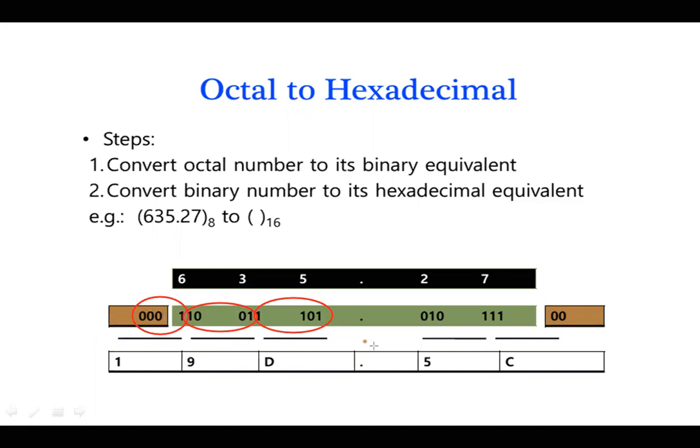0001 is 1. Now again from this side, how will we do the grouping for the decimal part? For the decimal part, the grouping should be done in this direction. So 4 digits at a time, 4 digits over here, 4 digits over here. You can add zeros. So 0101 is equal to 5, 1100 is equal to C. This is the way we convert octal to hexadecimal. These are some of the simplest ways. There are different methods also.